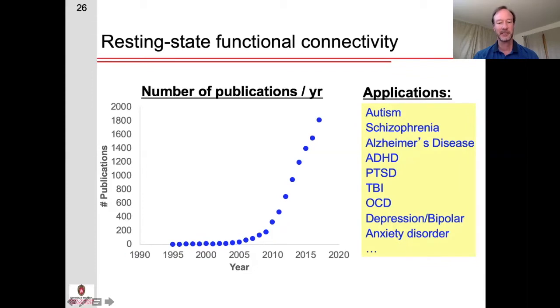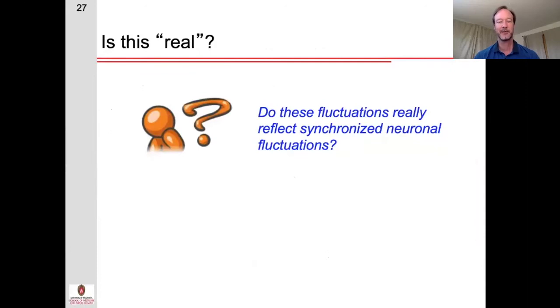Resting state functional connectivity was discovered in 1995, and there were a handful of publications each year, and then it really took off in the mid to late 2000s. And one question is really, why did it take so long for resting state connectivity to really explode and take off in the field? Well, a lot of the reasons for that is that in the first several years, there was a lot of skepticism about whether these resting state fluctuations were real. That is, whether they really reflected synchronized neuronal fluctuations.